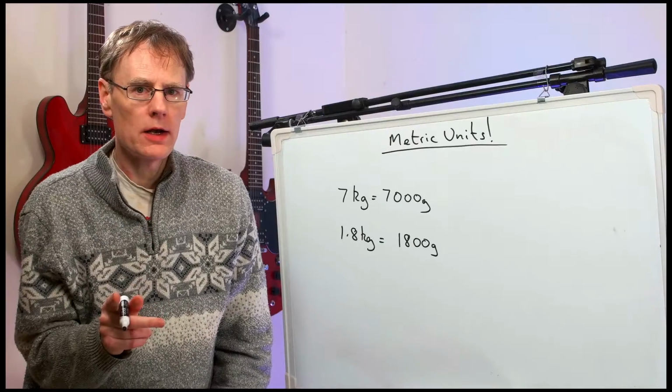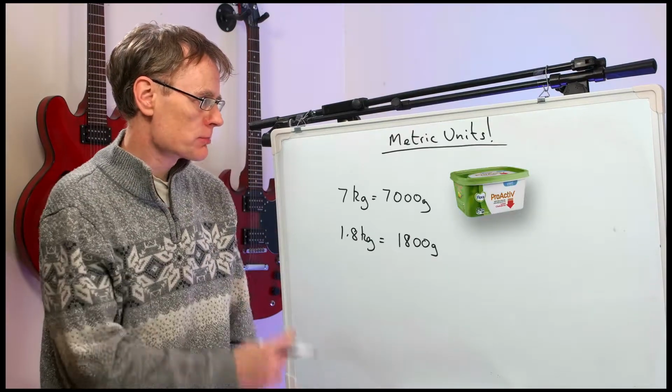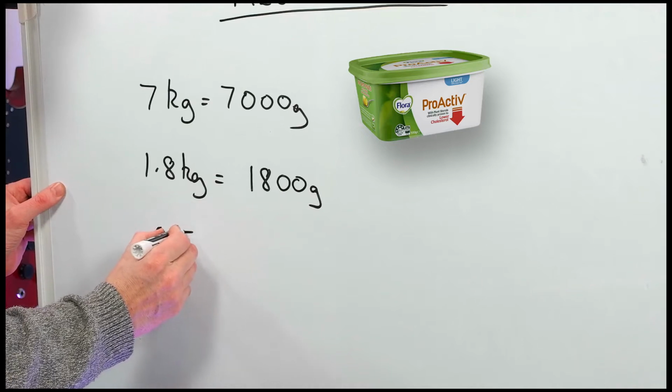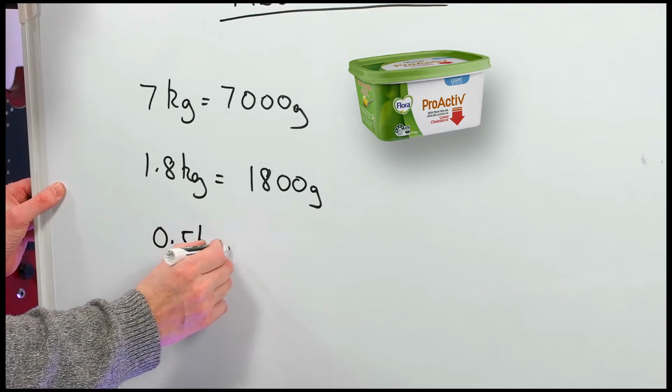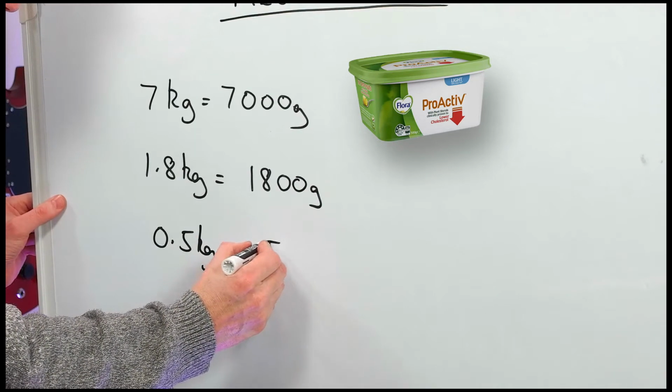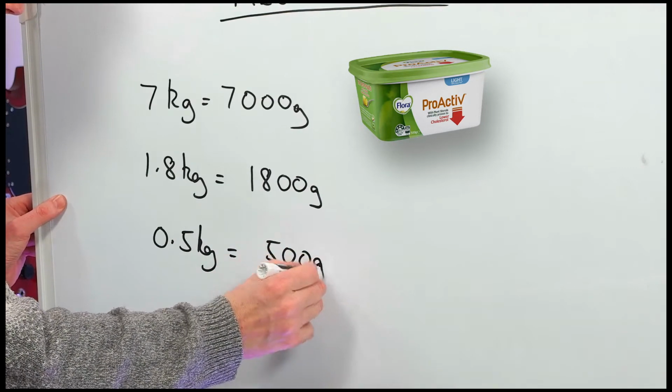What about half a kilogram? That's a big pack of spread from the fridge. So half a kilogram, 0.5 kilograms. Again, we multiply by 1,000. It comes to 500 grams.